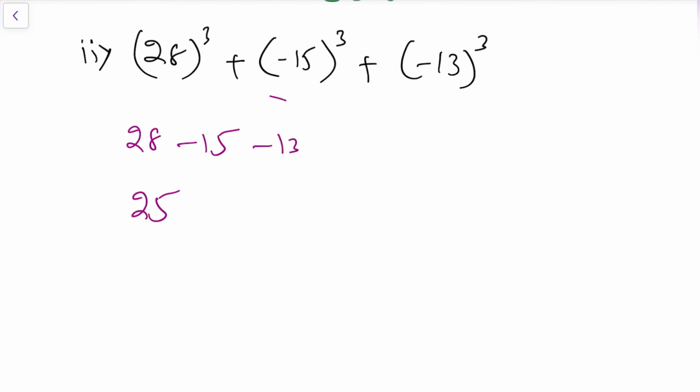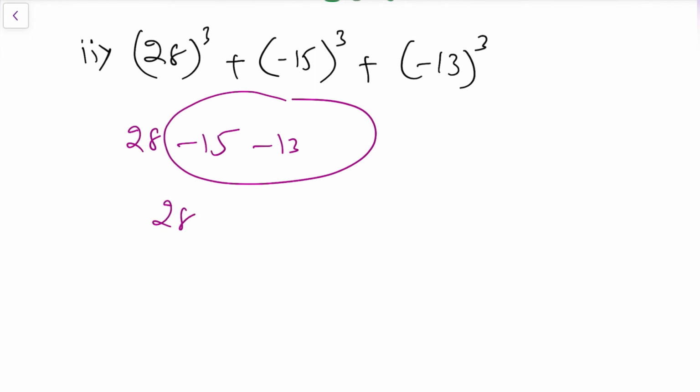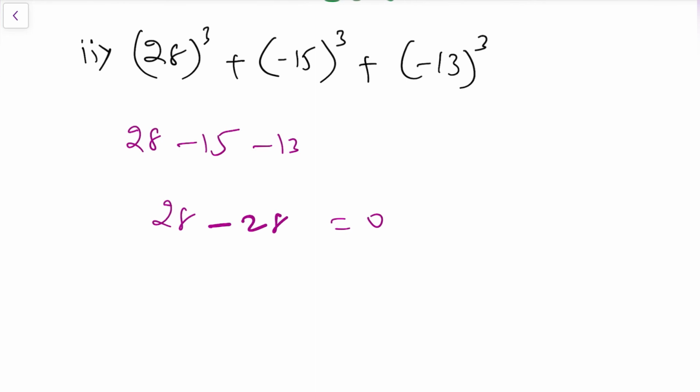28 as it is, minus 15, minus 13, minus 28. Sorry, here 28, right? 28 minus 15 minus 13 minus 28. So 28 minus 28 is nothing but 0. So here also the value of a plus b plus c is 0.